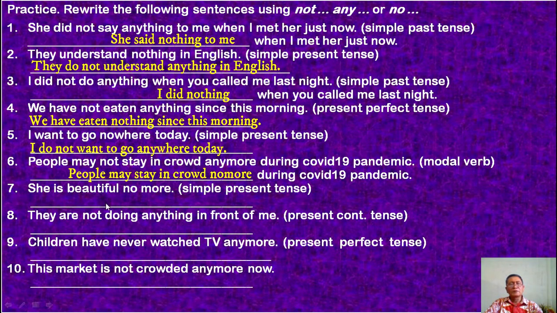Number 7. She's beautiful no more. Simple present tense. What's another form of number 7? It's alright, she's not beautiful anymore.